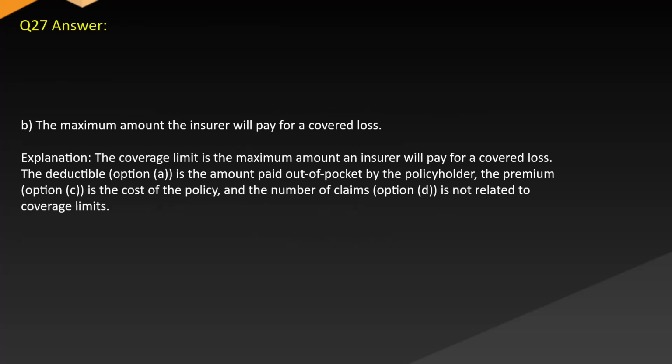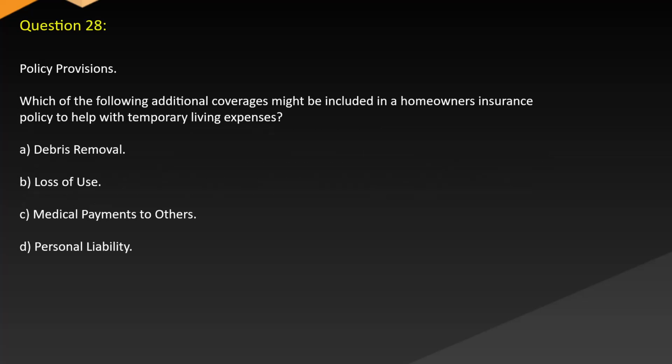Answer. B. The maximum amount the insurer will pay for a covered loss. Explanation. The coverage limit is the maximum amount an insurer will pay for a covered loss. The deductible, option A, is the amount paid out of pocket by the policyholder. The premium, option C, is the cost of the policy, and the number of claims, option D, is not related to coverage limits.